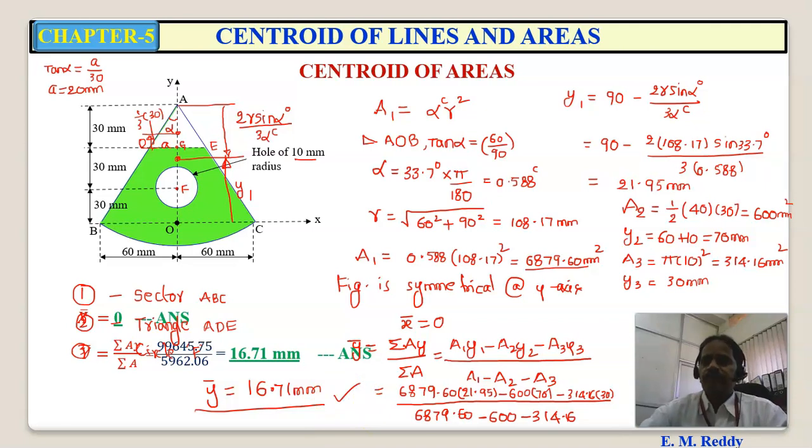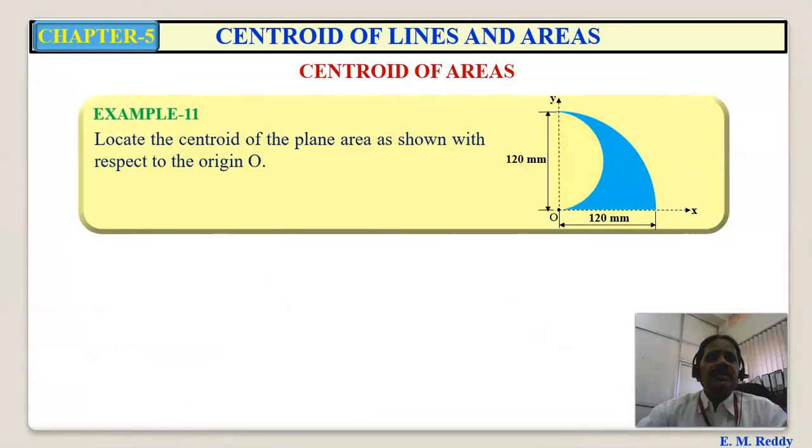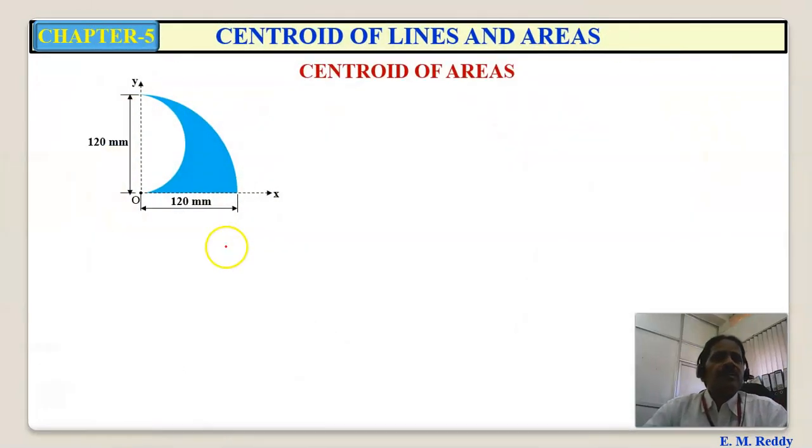Understood? So we'll go to the next problem. Locate the centroid of the plane area as shown with respect to the origin O. So centroid of the plane area with respect to the origin O. What is the plane area here? The area which is in blue, right? So you can consider here, you can divide this figure into two parts. So we have to locate the centroid of this shaded area, right?